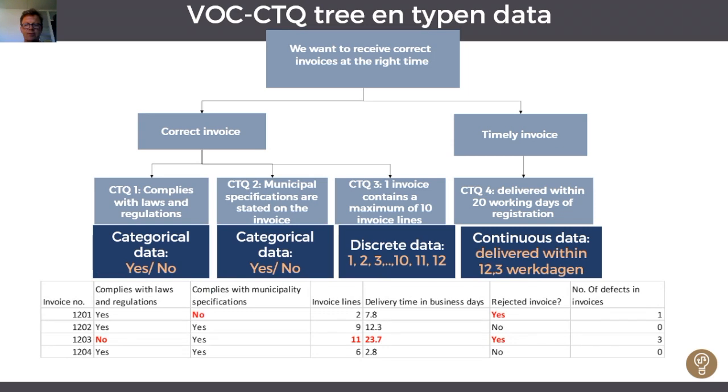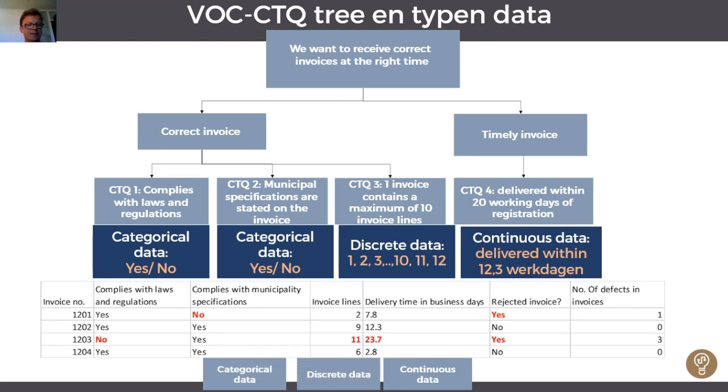So when you look at this data set, you can see that it contains continuous data, discrete data, and categorical data. So we need this data if you want to improve the process of producing invoices. And you must be capable of designing such an ideal data set, recognize what type of data is in it, so you know what you can do with the data further on in your improvement project.